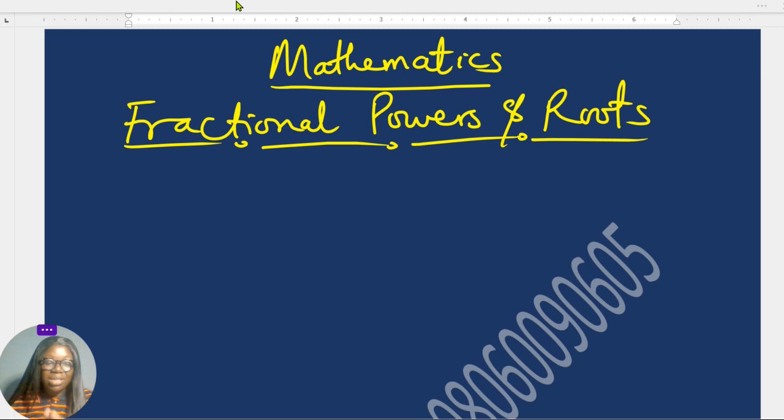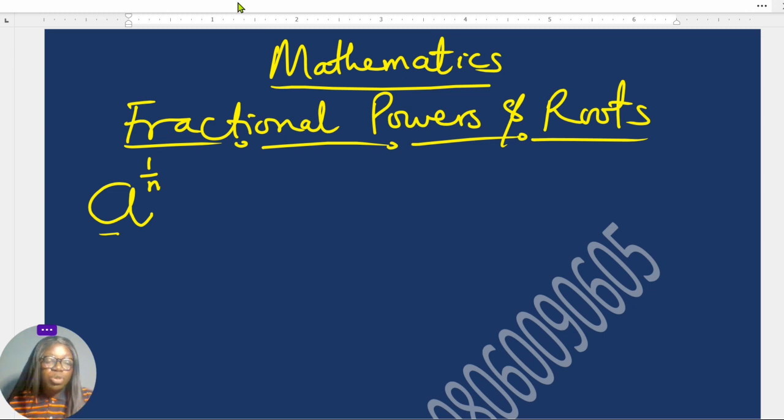Okay, so fractional powers and roots. This has a strategy we use in solving any question that comes under this. Now, this is how it goes. Anytime you have an integer or a term having a fraction as its power or its index, it looks like this. So, a is the base, while 1 over n is the fraction. Rather, a is the integer, while 1 over n is the index. Okay, that's the index. So the index is a fraction.